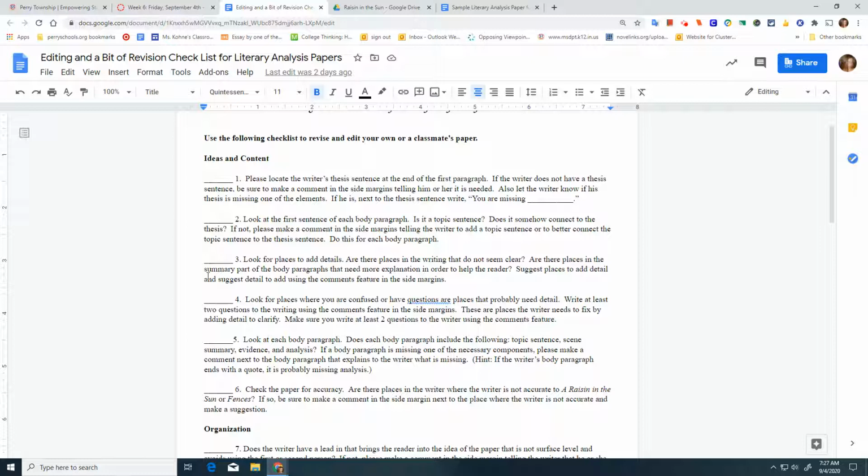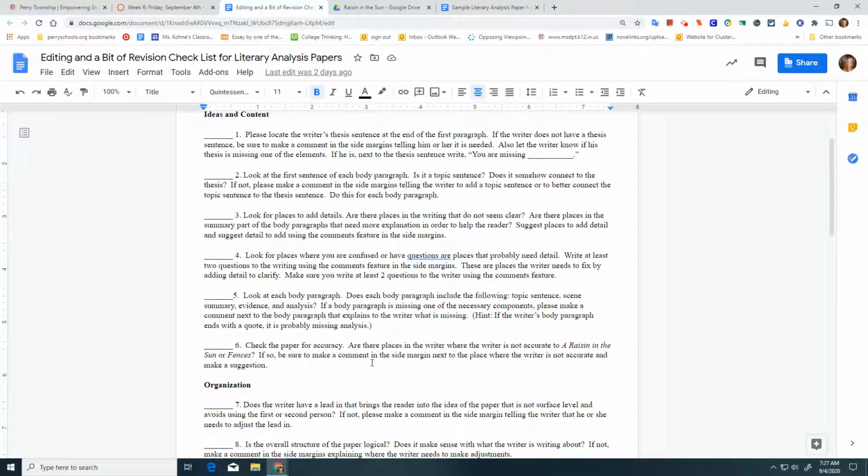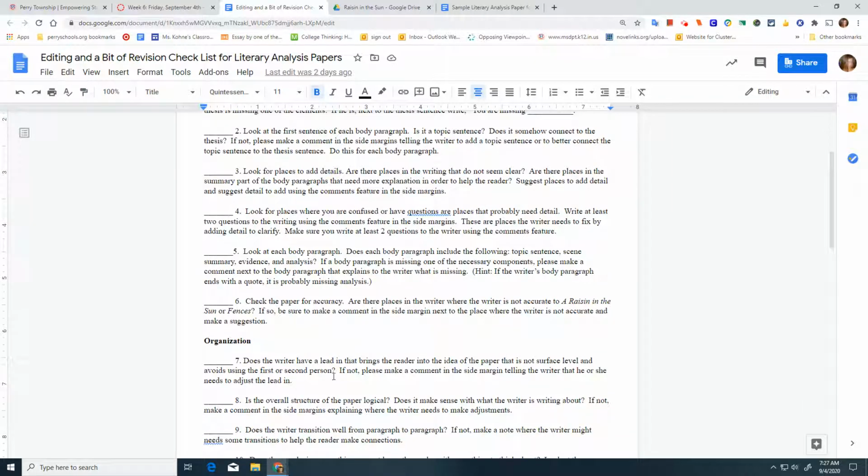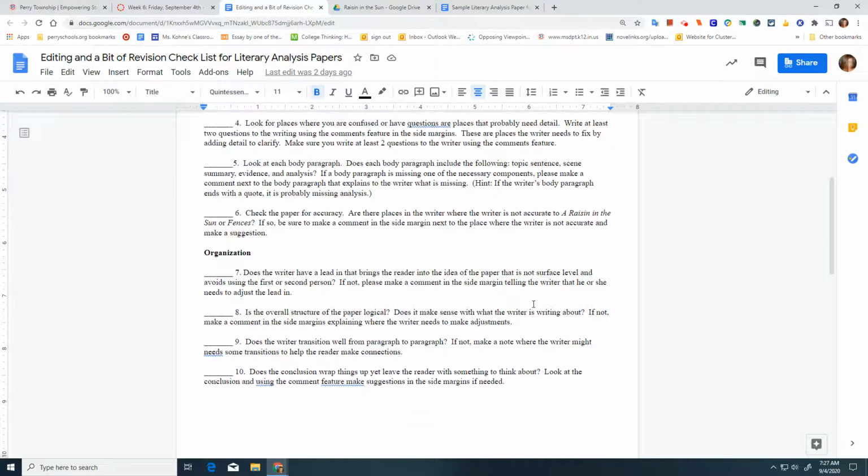If you're looking for places to add detail, you might make suggestions for more explanation in the analysis part, or maybe they're missing evidence. You're going to look for places where you might be confused as a reader. If there are places you have questions, write questions in the side margins. Look at each body paragraph. Does it have a topic sentence, scene summary, evidence, and analysis? Make sure the analysis is the largest. Also, if there are accuracy issues, you want to make a comment in the side margin. You have to be accurate to the text.